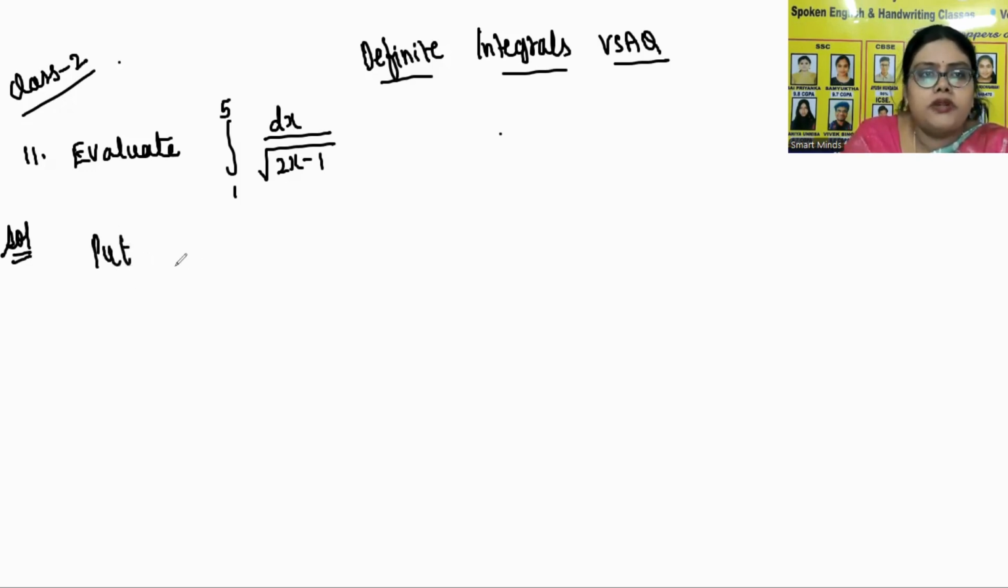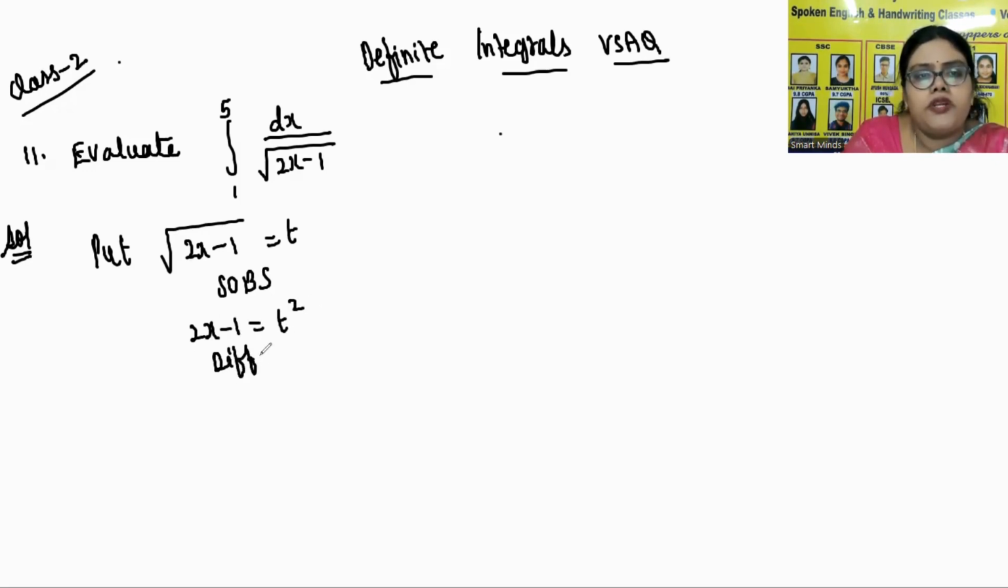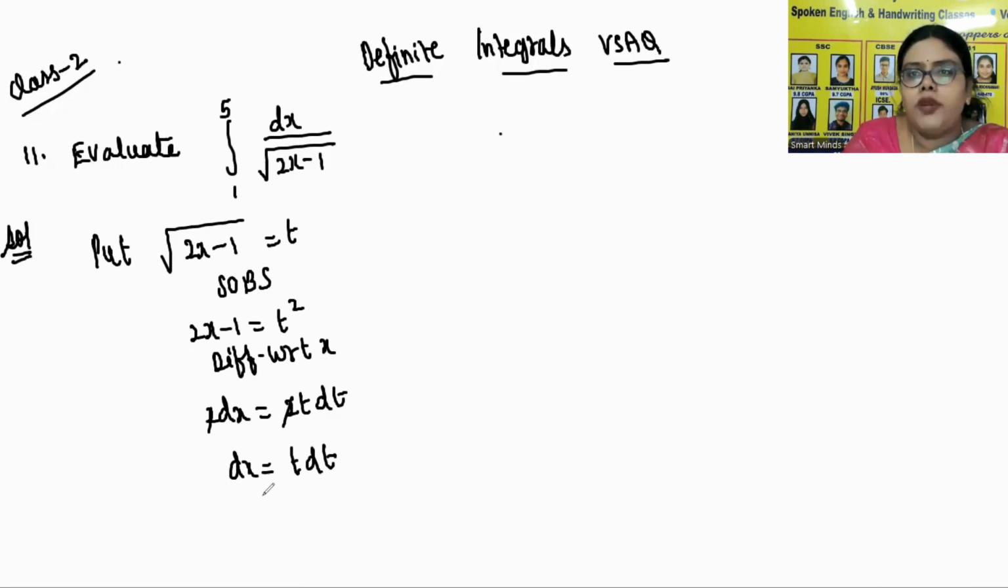We put root over 2x minus 1 as t. So if you square on both sides, you will get 2x minus 1 equals t square. Now, if you differentiate with respect to x, we will get 2 dx equals 2t dt. Now, the 2 gets cancelled, so we get dx equals t dt. Now, whenever we do any substitution, its limits change. So, let's see how the lower limit is changing and how the upper limit is changing.